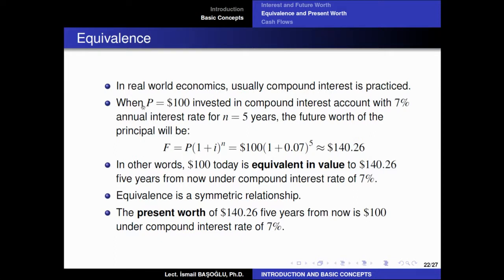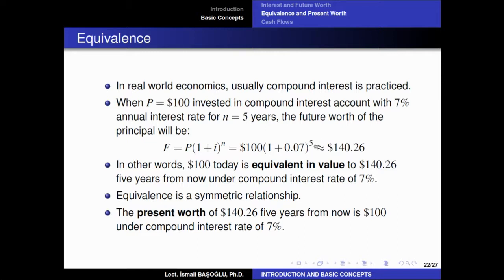Let's just say we have a principal amount, which is $100, and it is invested in a compound interest account with a 7% annual interest rate for 5 years. The future worth of the principal will be F equals P times (1 plus i) to the power n. So if the same account is paying compounding interest, then you need to use the compounding interest calculation to calculate the future worth, and that is going to be $100 principal times 1 plus 0.07, which is the annual compounding factor.